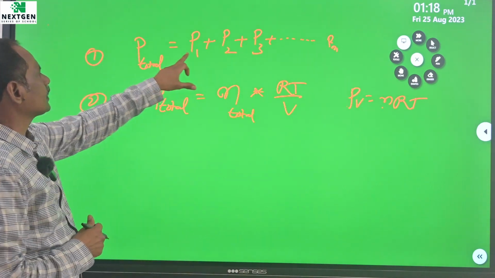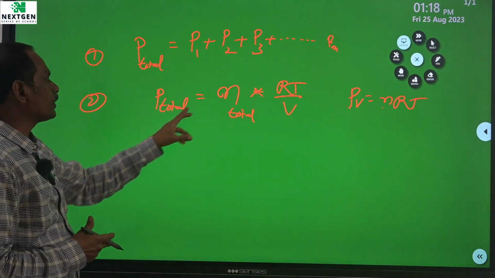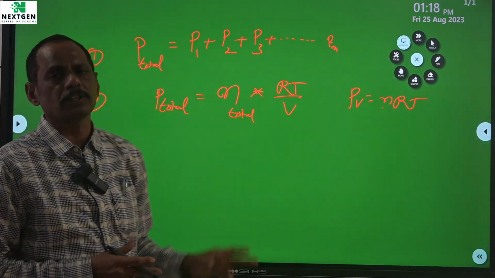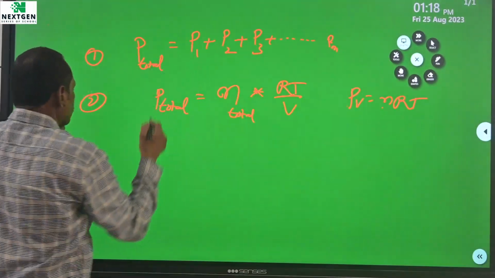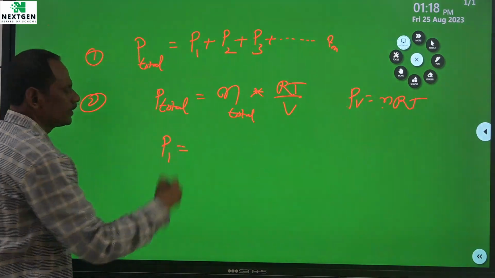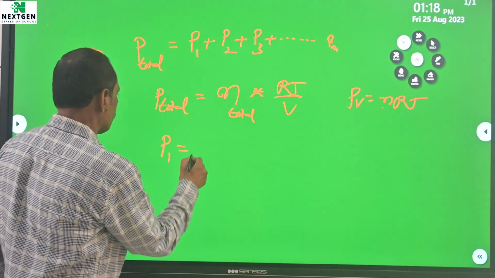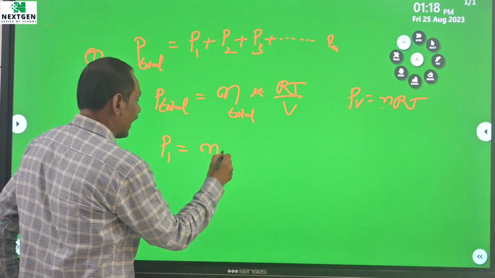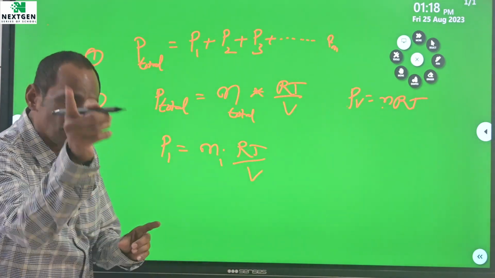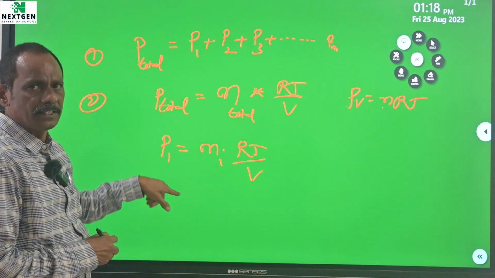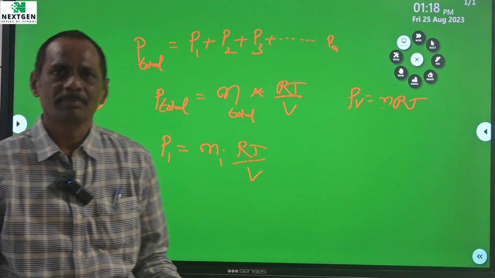So the total pressure is the sum of the partial pressures of all the gases, or otherwise the total pressure of the gas mixture is equal to the total number of moles of all the gases present in it times RT by V. Then the partial pressure of a gas present in the given mixture is equal to the number of moles of that gas times RT by V.